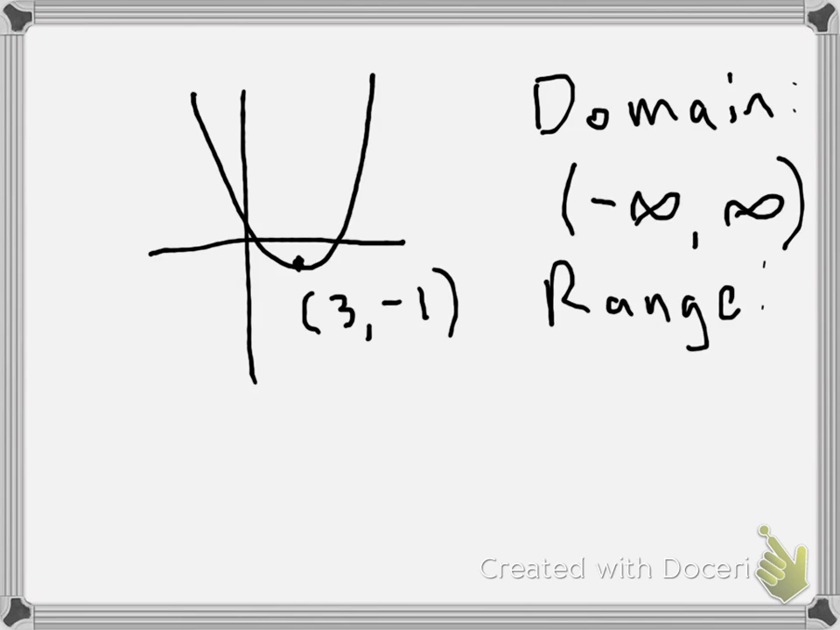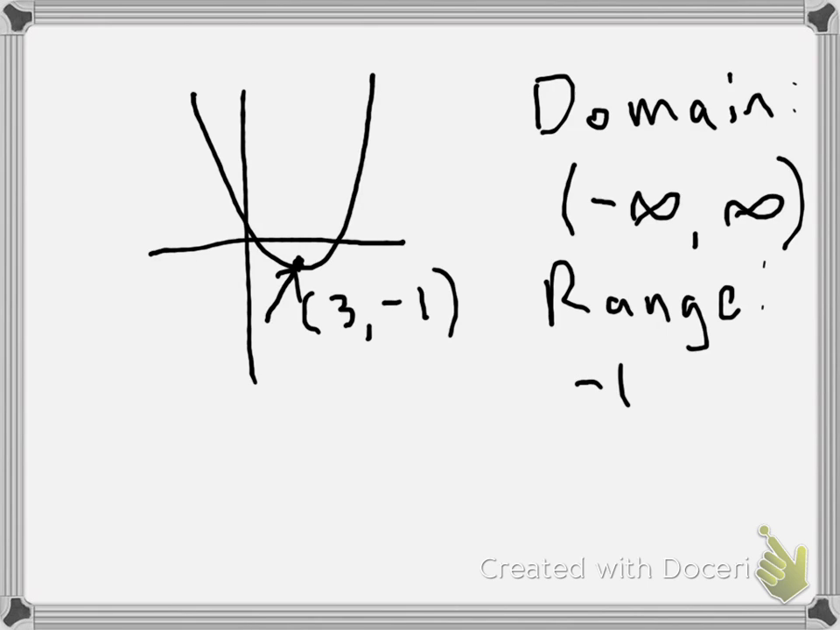Range, on the other hand, we're going to be thinking about y's, and we want to work our way from the bottom of the graph to the top of the graph. So in this particular case, if we're looking for the bottommost point, we do have one. This is the bottommost point on our graph right here, right? And again, when we're thinking about range, we're thinking about y values. So we want to make sure we're using the -1 as the start of our range because that's the bottommost point on our graph.